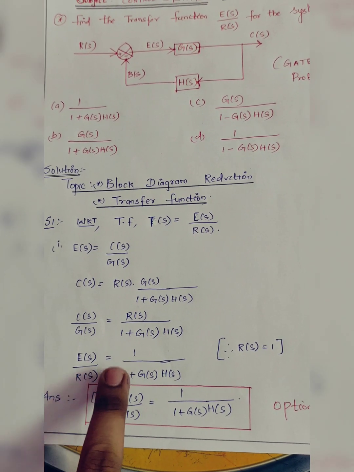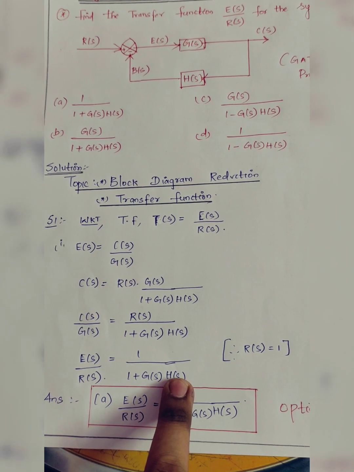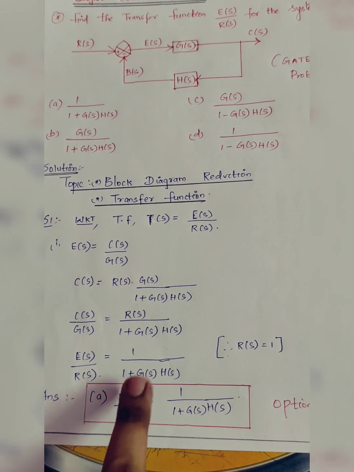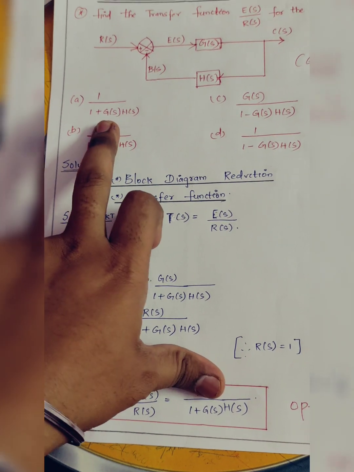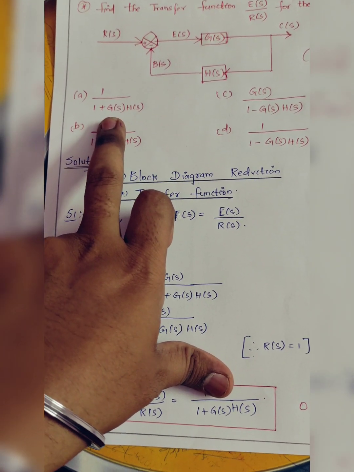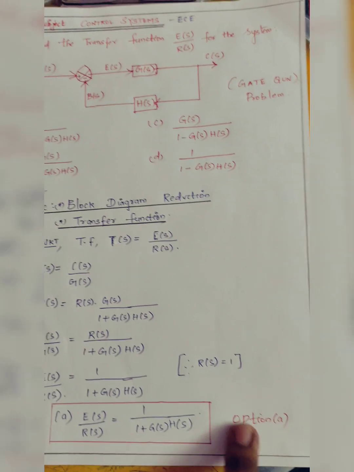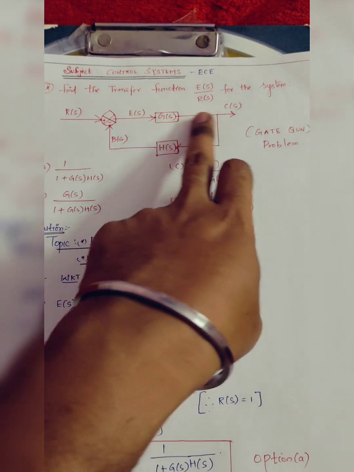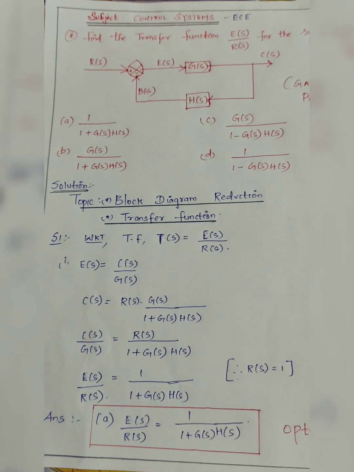E of S by R of S is equal to 1 divided by 1 plus G of S into H of S. So now look at this answer, 1 divided by 1 plus G of S into H of S. Option A, 1 divided by 1 plus G of S into H of S. Option A is correct. So my option A is the correct answer to find the transfer function E of S divided by R of S for the given system.